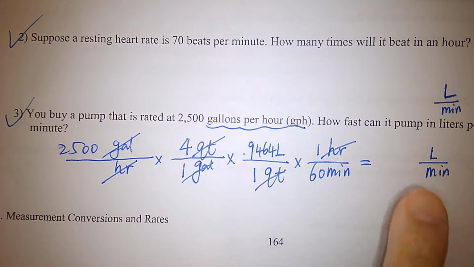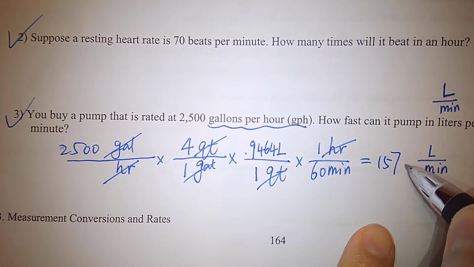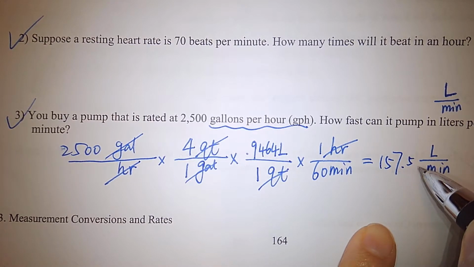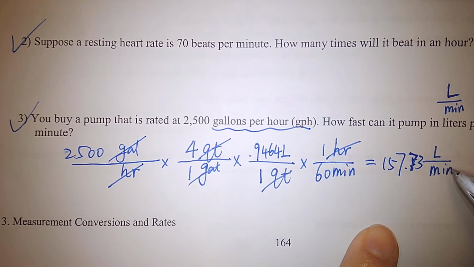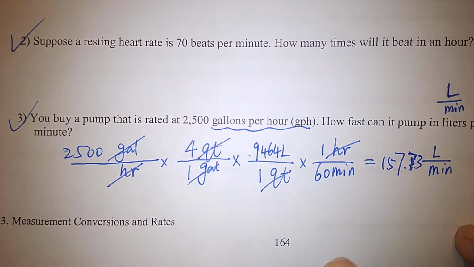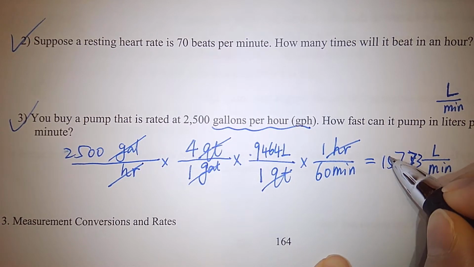Cassidy, what do you get? What's your answer? 157.73. 157.57? No, 73. 73 liters per minute? You get the same answer, everybody? Okay. Alright, so this is the answer.